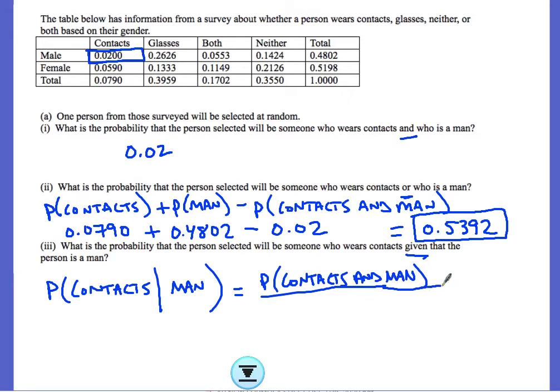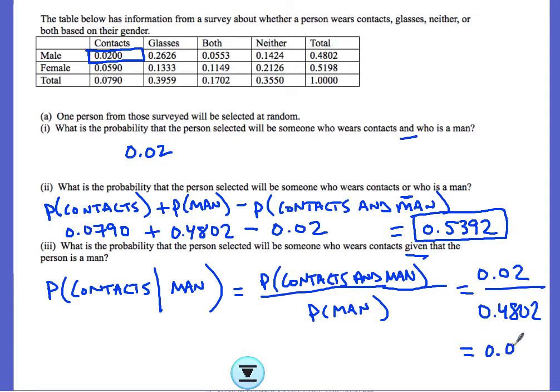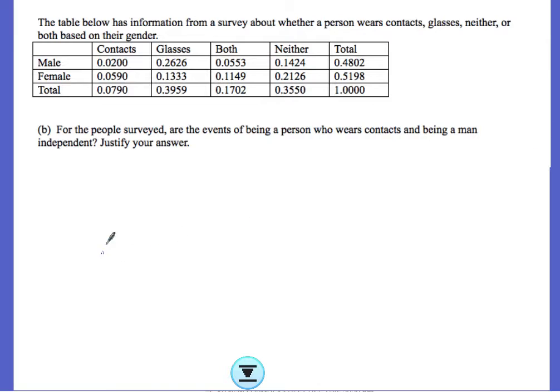And then on the bottom is going to be whatever I was given, which is the probability of being a man. Okay, contacts and man. Again, that's what we found up in the first part of the problem. The probability of being a man is 0.4802. And when I divide those, I'm going to get 0.0416. Okay, so these are nice probability questions because we have formulas we can follow. So I really want to make sure that you are writing these formulas down.